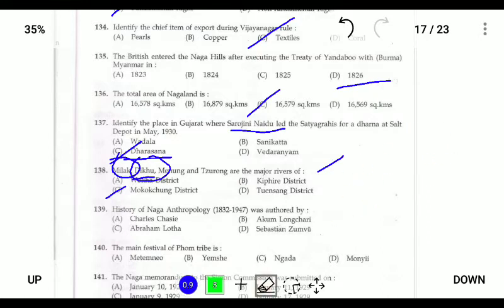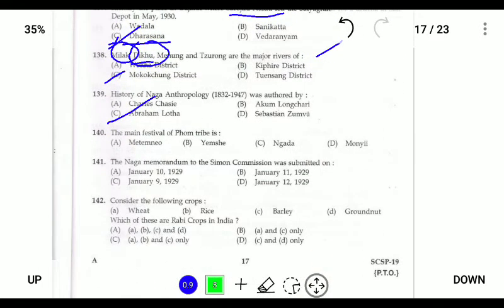History of Naga Anthropology 1832 to 1947 was authored by Abraham Lotha. The main festival of the Lotha is Monya. Mitimne is Imchungar, Imshe Puchuri, Ngada is Rengma. So the answer is Mongyu.